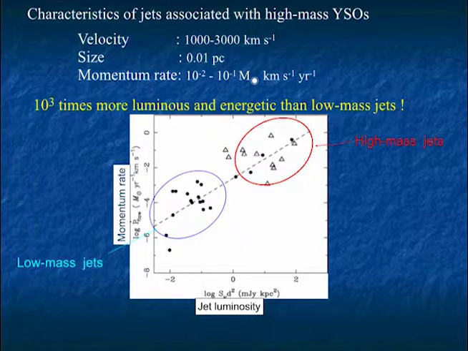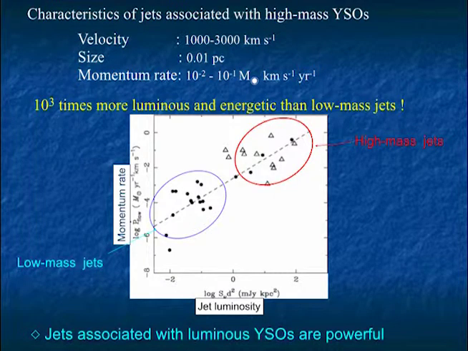These jets have high velocity, but it was important perhaps here only to read this. They are 1,000 times more luminous and energetic than low mass jets. Here I put the momentum rate versus the jet luminosity, and this is the locus of the low mass star, and this is the high mass jet. So this is 3 orders of magnitude in the momentum rate, and you see also in the jet luminosity. So they are much more luminous, so this is not the case that we have a massive core and a low mass star embedded there producing an outflow. No, this is certainly driven by the high luminosity source there. So jets associated with luminous clumps are very powerful.